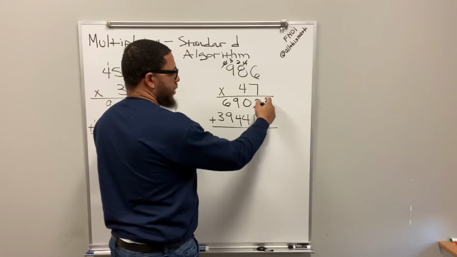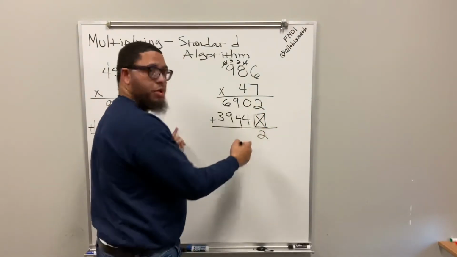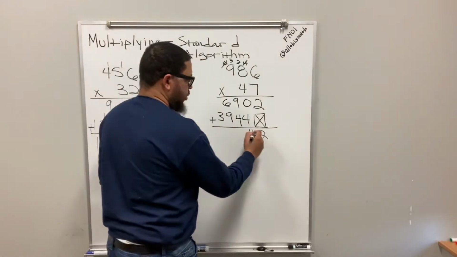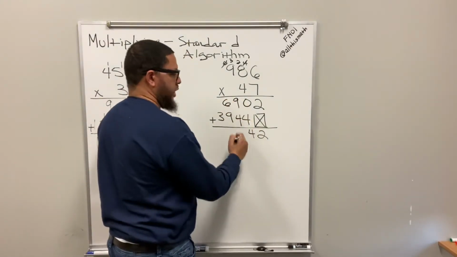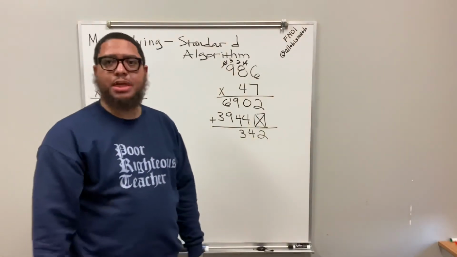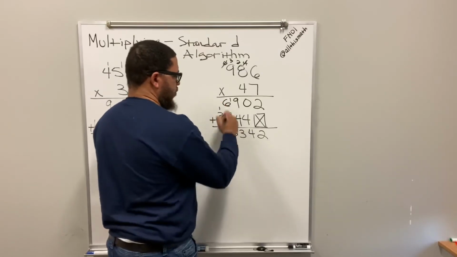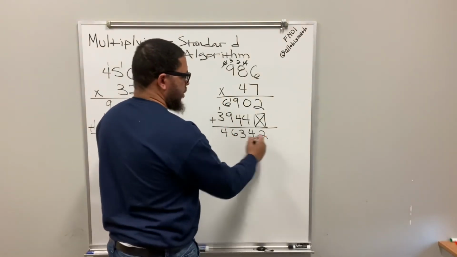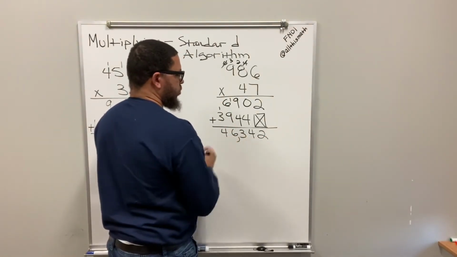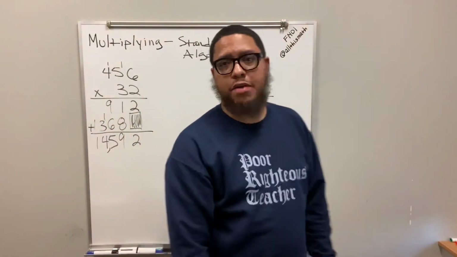Start adding from the right. 2 plus 0. Treat this like a 0. Is 2. 0 plus 4 is 4. 9 plus 4, 13. Write the 3, carry the 1. 1 plus 6 is 7. 7 plus 9 is 16. Put the 6, carry the 1. 1 plus 3 is 4. This product is 46,342. So the product of 986 and 47 is 46,342.